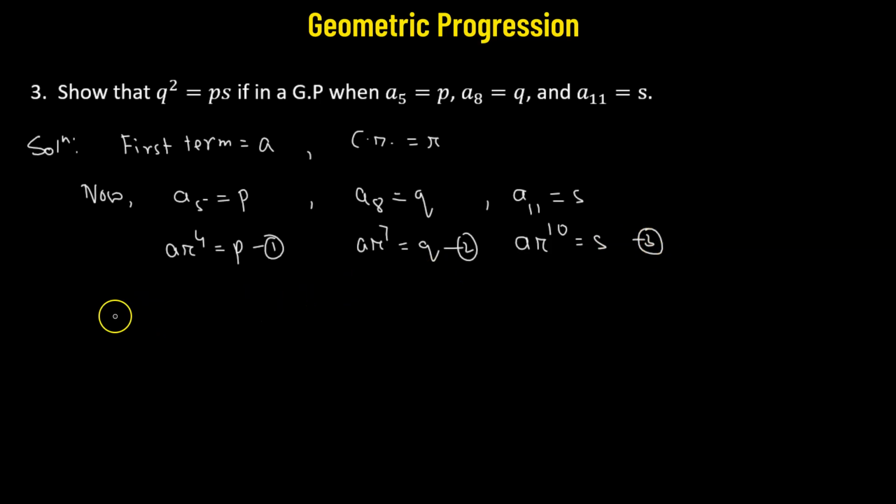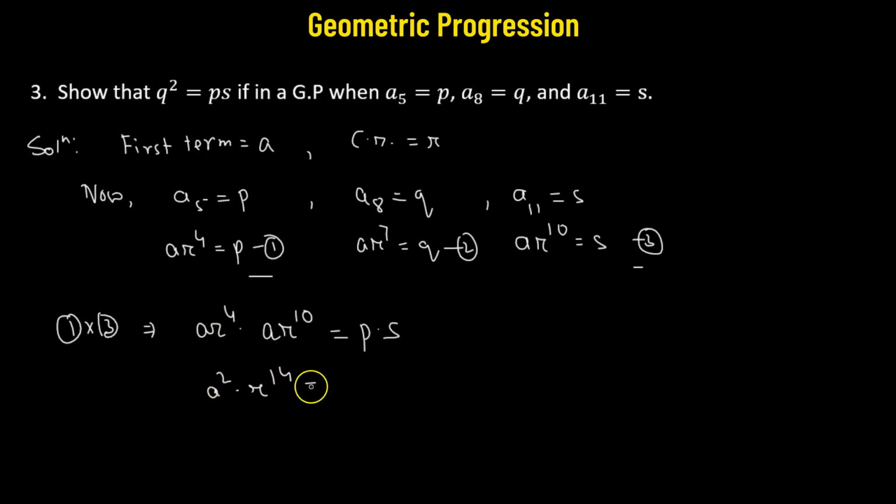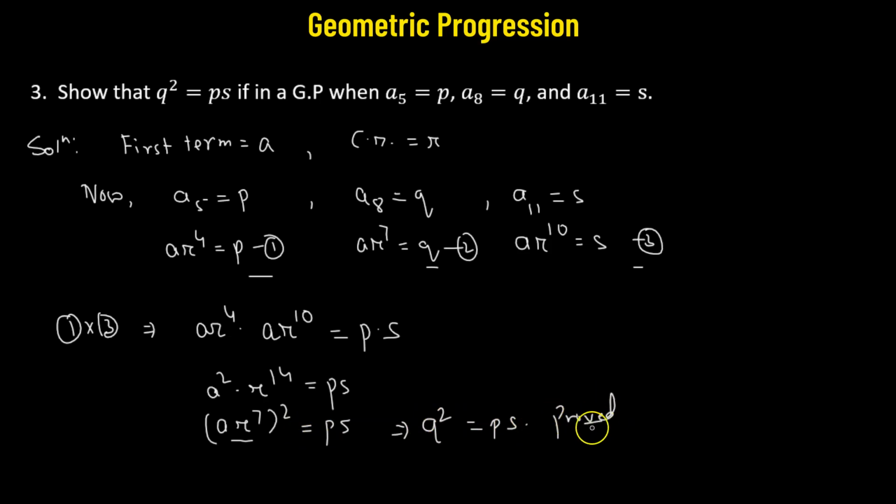Now what we'll do, we'll take the product of 1 and 3. So taking the product of 1 and 3, this is going to give us ar raised to the power of 4 multiplied by ar raised to the power of 10, which is equal to the product p times s. So a times a will be a squared, and r raised to 4 plus 10 will be r raised to 14. This is equal to ps. Now a squared r raised to the power of 14 can also be written as ar raised to the power of 7, whole raised to the power of 2. That's equal to ps. And what is ar raised to the power of 7? That's simply q. This means we can replace the value of ar raised to the power of 7 with q. So we get q squared equals p times s. And hence we have successfully shown that q squared equals ps.